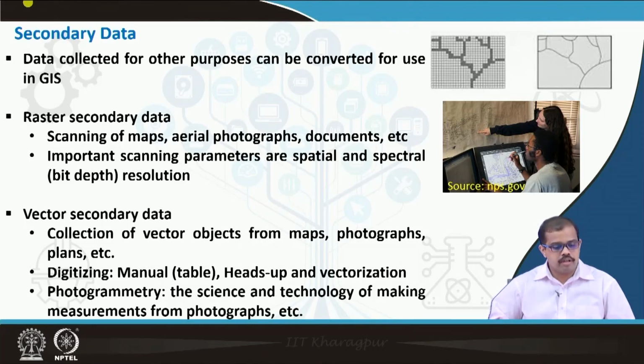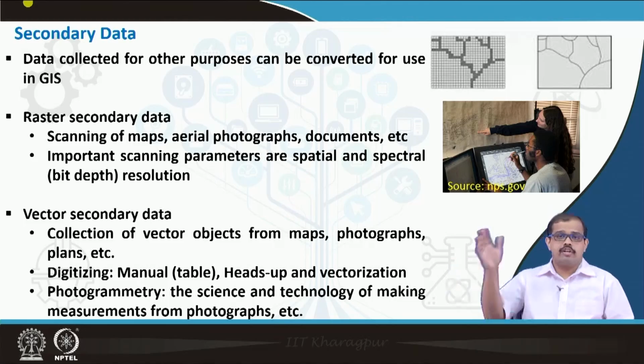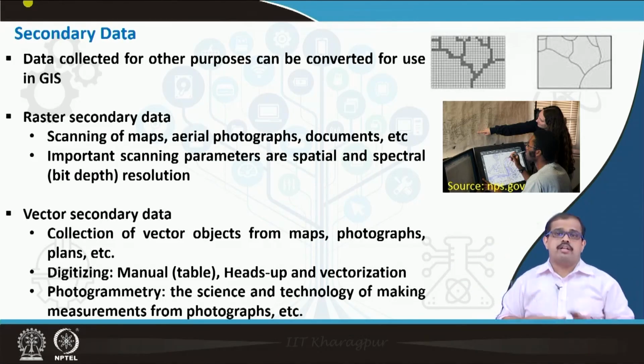Okay. So, when we look at the secondary data, it can be generated from or converted from various other sources. For example, when we look at the raster data model, when we look at the secondary data, it can be through the scanning of maps, aerial photographs, documents, all this becomes a secondary. Any document, for example, in the government record or a gazetteer, you can scan it and digitize it in order to form a secondary data. Important scanning parameters are spatial and spectral resolutions that you have to look at.